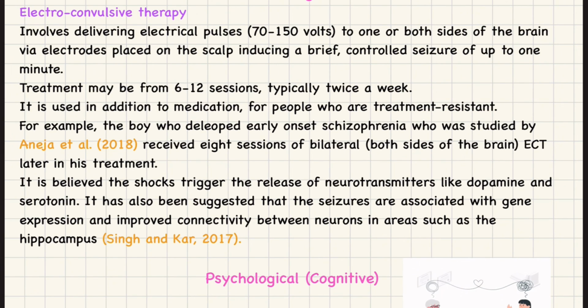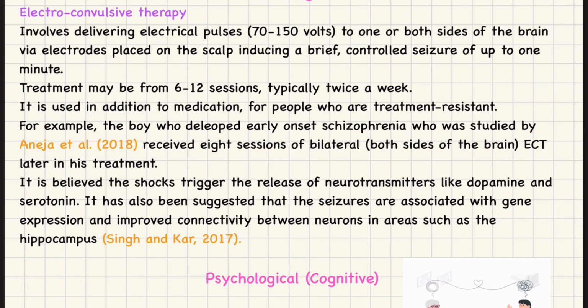An example of electroconvulsive therapy is the study done by Aneja et al. 2018, in which a young boy got early onset schizophrenia at a younger age, when it should not have come, but it came at an early age. And then for his treatment, he received 8 sessions of bilateral, both sides of the brain, electroconvulsive therapy. But that was later on in his life.